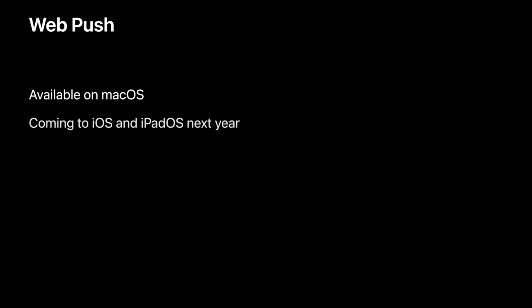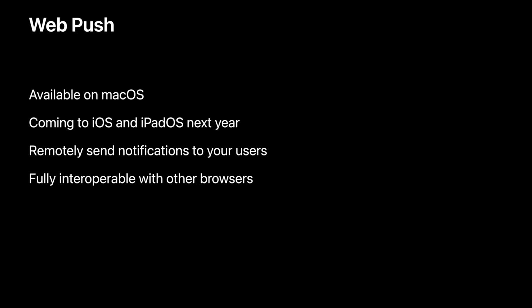Now, we've covered a lot of what's new with our front-end technologies. So let's switch gears and get into what's new with our web APIs, which we are so excited to announce support for Web Push. It'll be available in Safari 16 on macOS Ventura. It's coming to iOS and iPadOS next year. Web Push lets you remotely send notifications to your users from your website or web app. This is a fully interoperable, standards-based implementation.